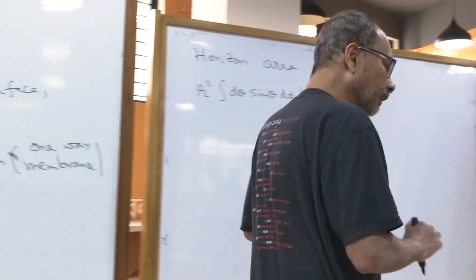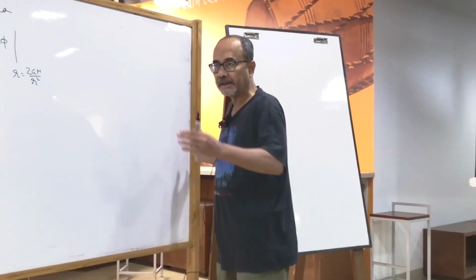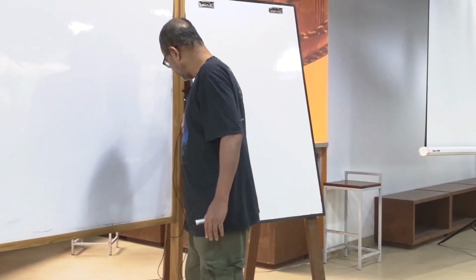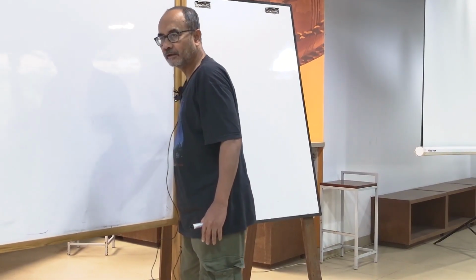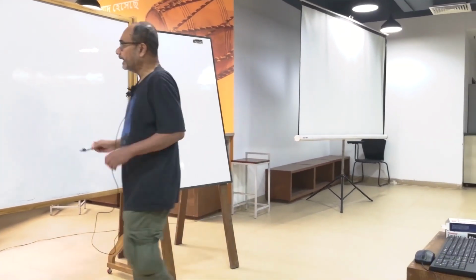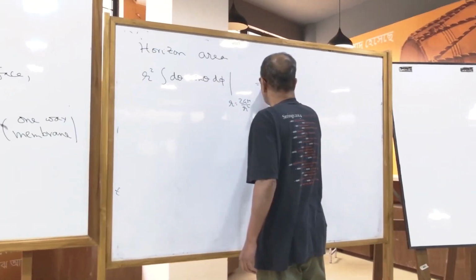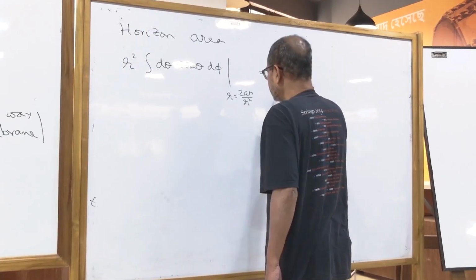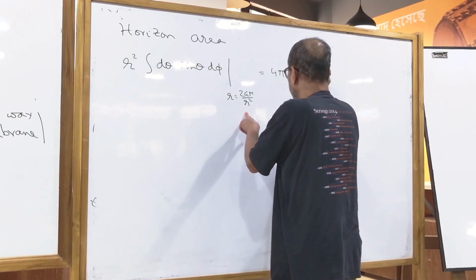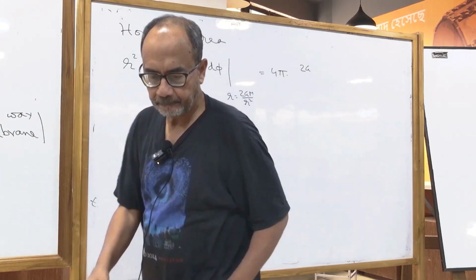Maybe this should be moved, right? This is visible from that side, this board. And this gives you 4 pi times the square of this, 2GM over c squared.